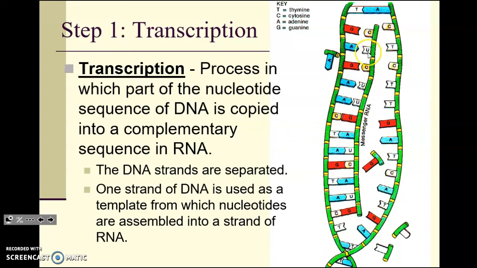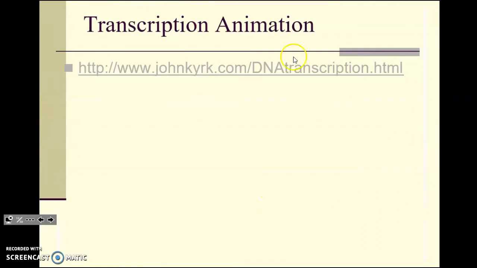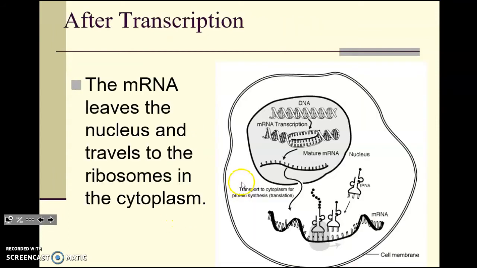And this is messenger RNA. Remember we talked about that when we talked about nucleotides as well. So you get that messenger RNA, which is this one here, and now that messenger RNA can go out into the cytoplasm and go find some ribosomes so it can go through translation to make proteins. This is a little schematic, a little animation to show you how the process works. I'll let you go ahead and look at that on your own, but let's talk about what happens after transcription.